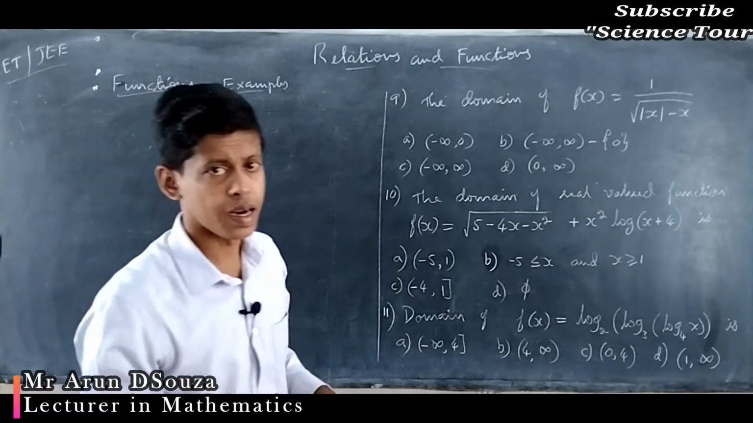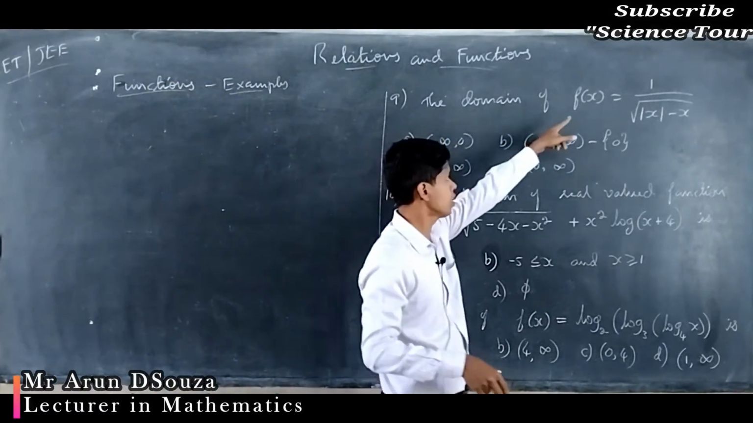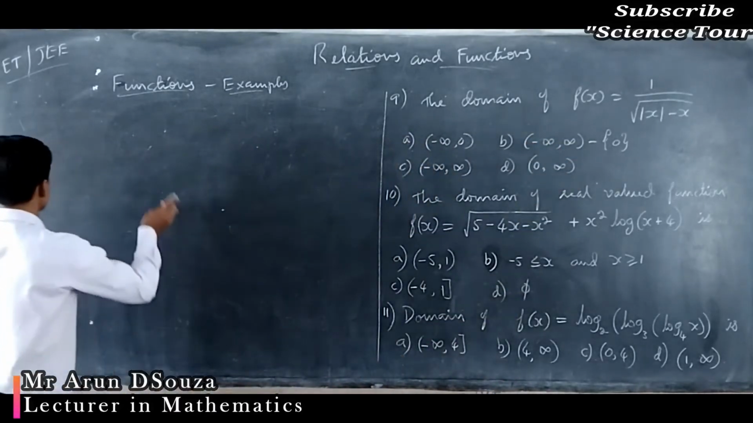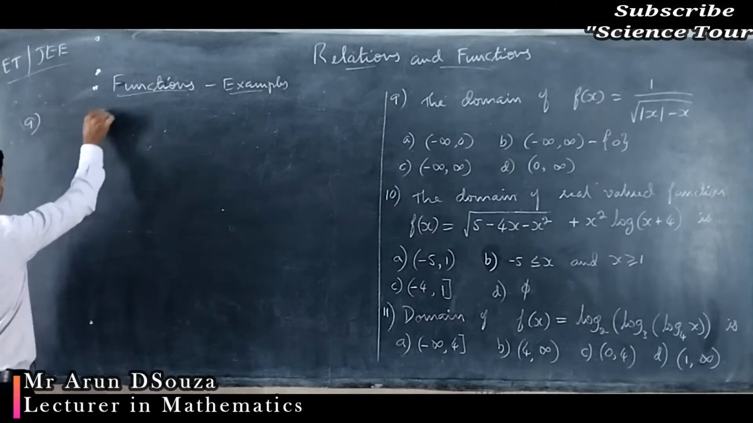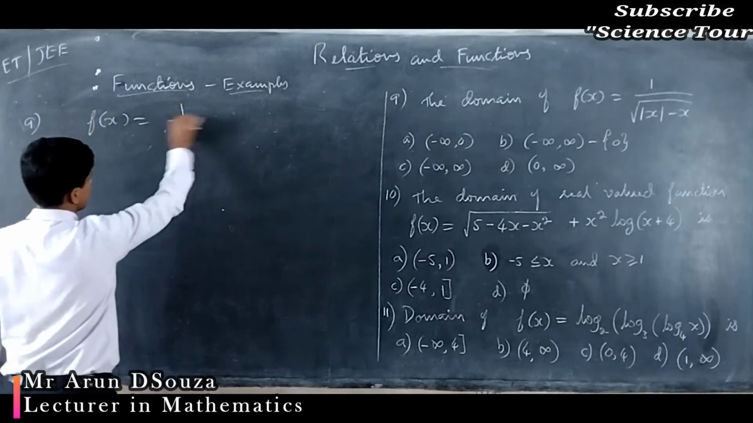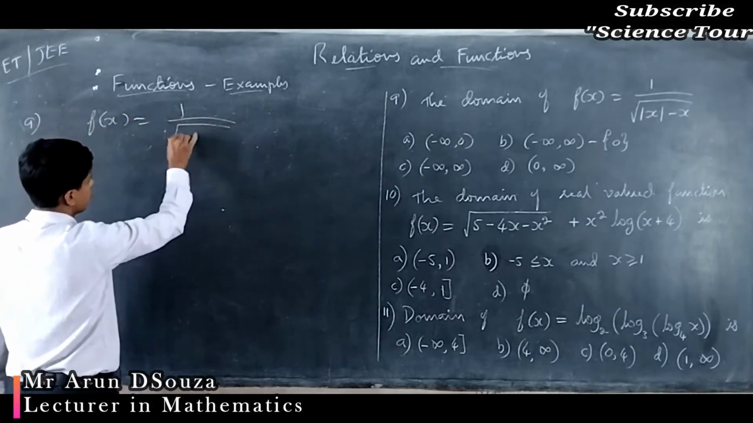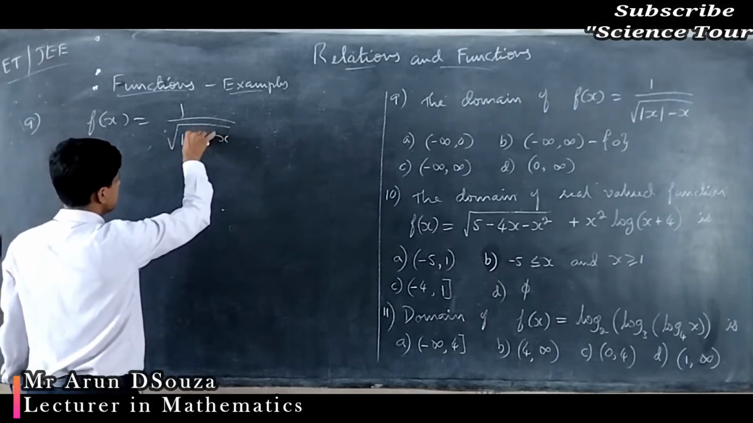Again it is domain, right? So you have to find the domain of f of x. Now the situation is slightly different. We have done a problem regarding this already. So 1 by square root of modulus of x minus x.